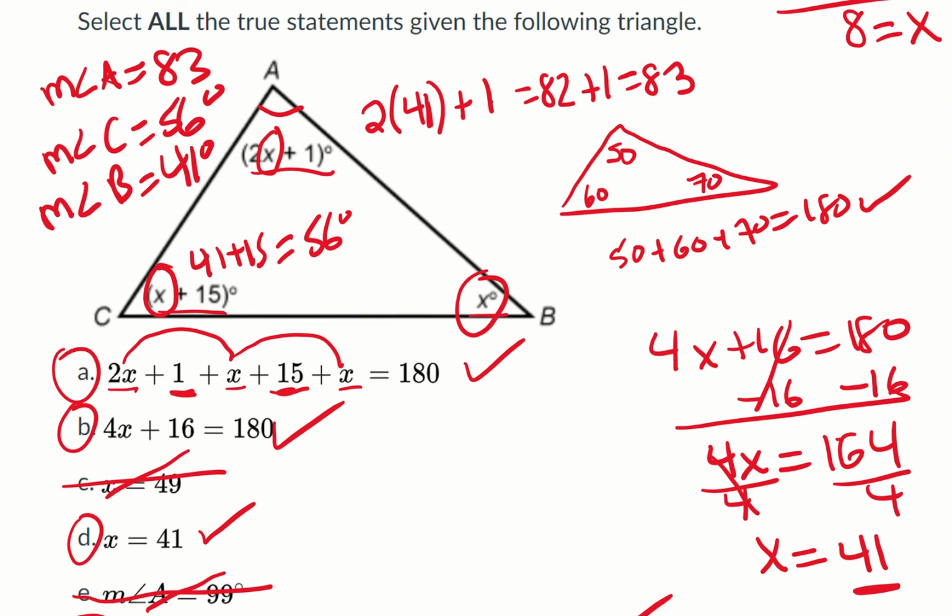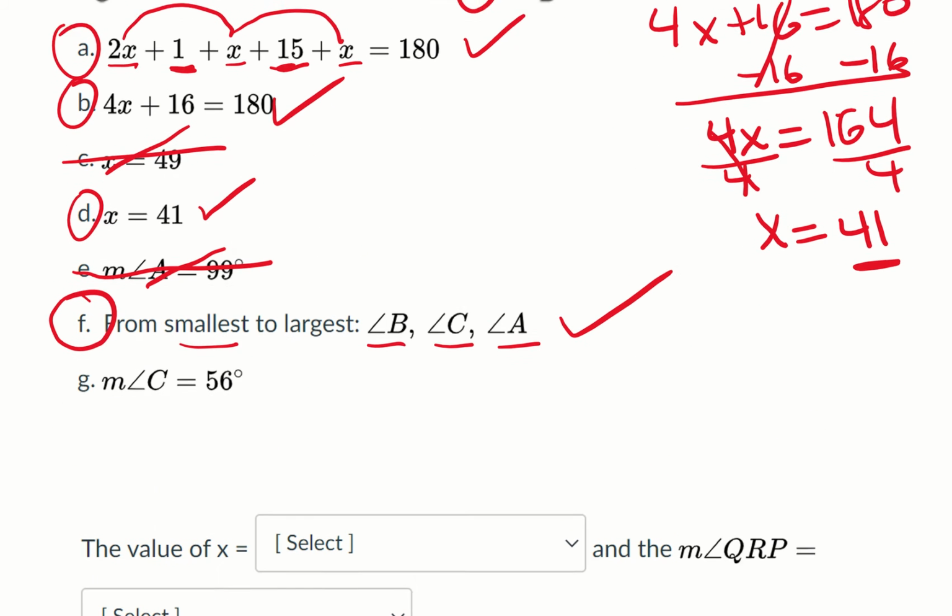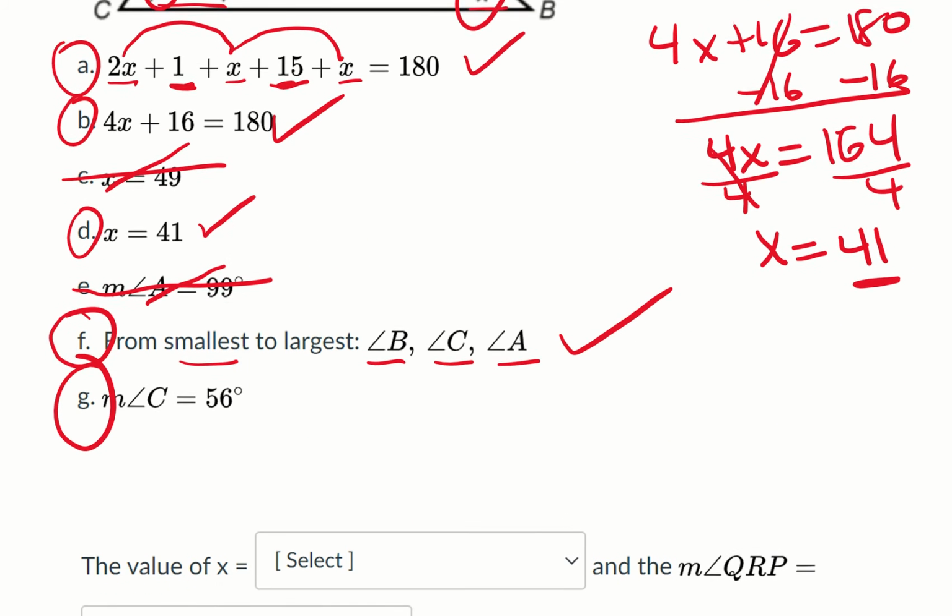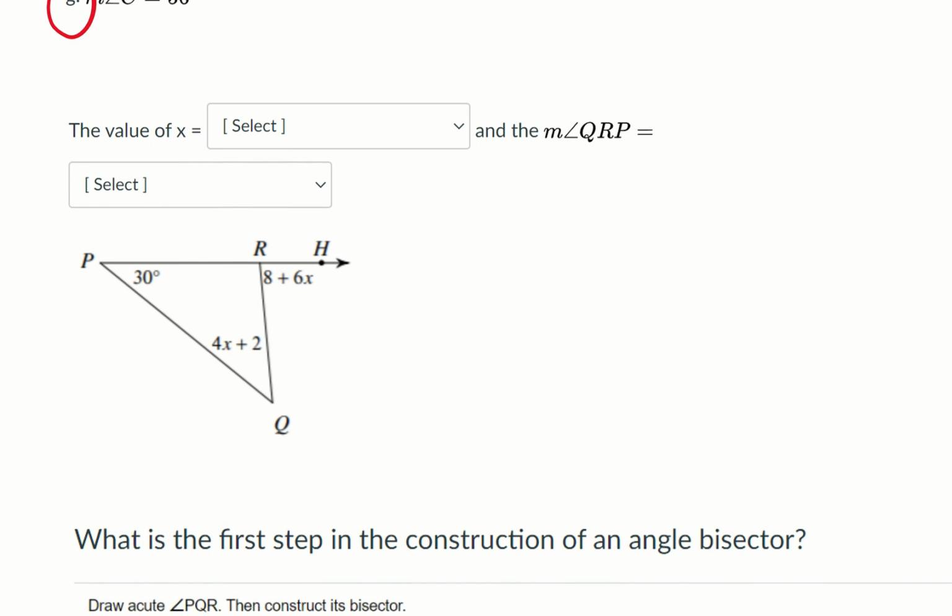Measure of angle C is 56. Yes, we did. We found that and we got 56. So that is true. All right, so next problem.